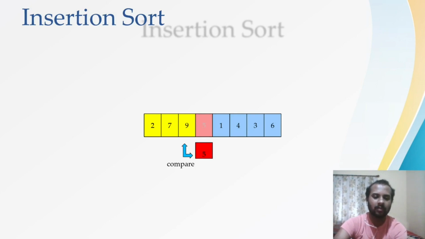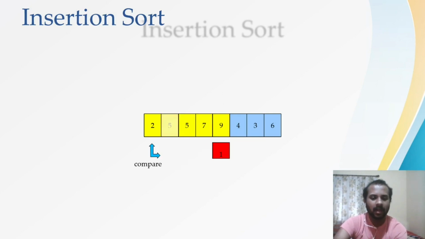So 5 is smaller, so move it inside. 7 is also greater, so again move it inside. But when I compare it with the 2, 5 is greater, so I'll insert it in between 2 and 7. Next, 1. 1 is lesser than 7, then 5, and I'll compare it with 2 also, but when I compare it with the 1, it is greater, so I'm again going to move it one step. Then I'm going to insert 1.